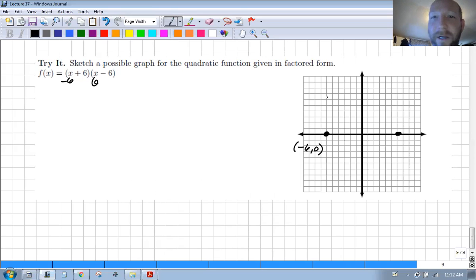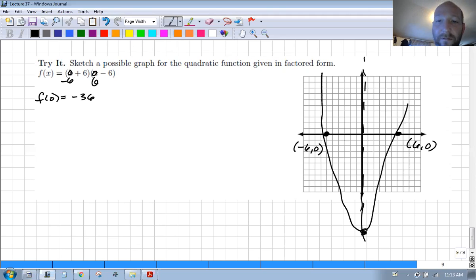So a possible graph, it could be that, it could be this. It's going to look something like that. We know because it's symmetric here, this is at 6, 0, we know this thing goes right down the middle here. So our vertex is going to be at f of 0, in which case we put a 0 there and a 0 there, we get a -36, which is way down here. -36.